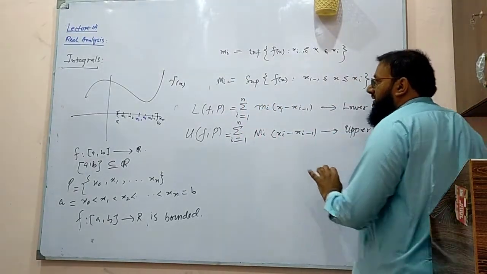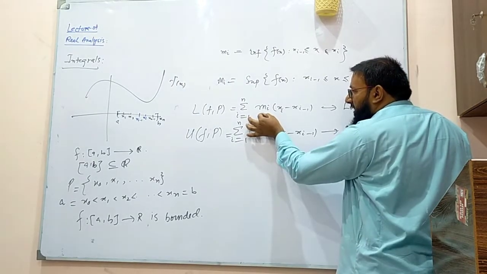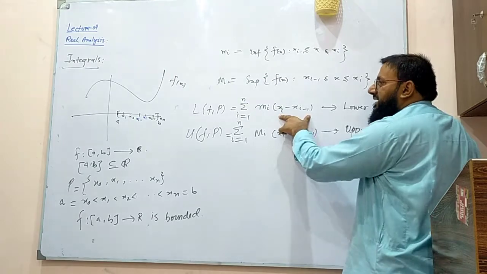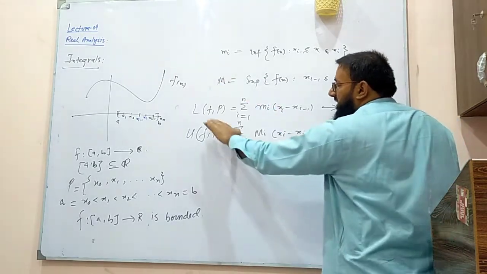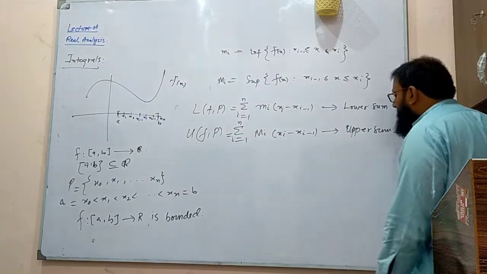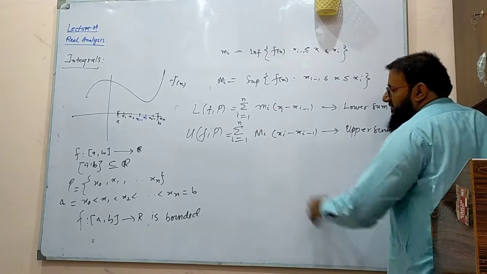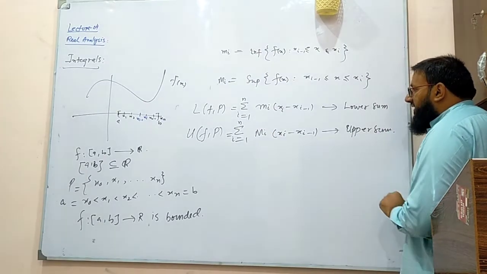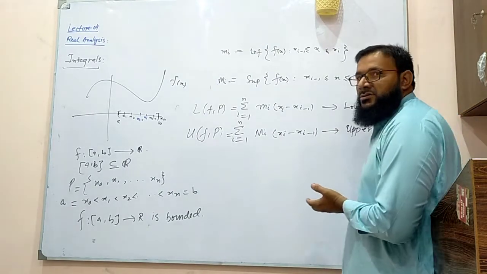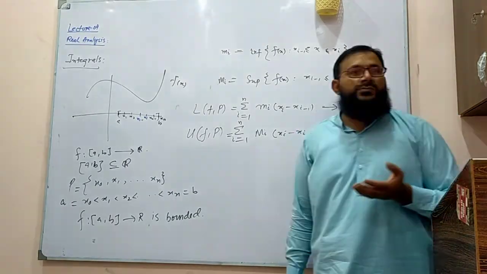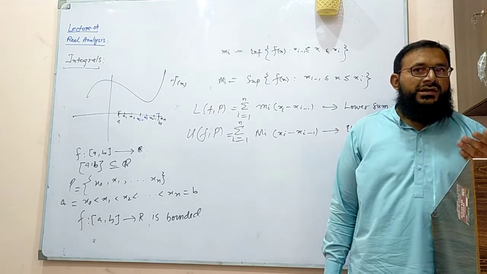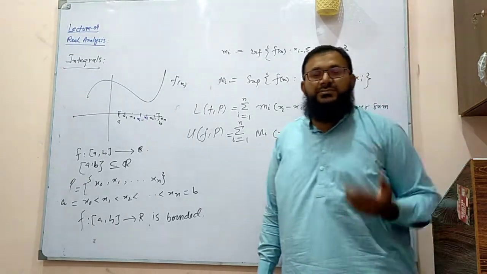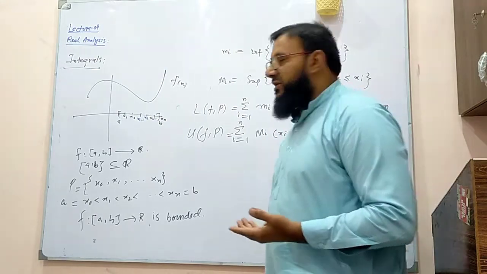What am I doing? I am multiplying this small mi with the length of my interval. This is the length. And taking the sum over all the intervals, I am calling this the lower sum, and similarly I am calling this one the upper sum. We know very well lower sum is sometimes called lower Darboux sum as well, and sometimes it is called lower Riemann sum. So these are Riemann sums, but one is lower and one is upper.